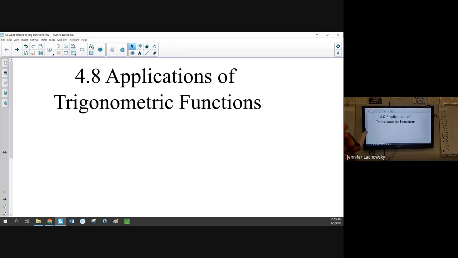So with applications of trig, we're still limited as far as applications that we can do, because the only trigonometry that you know right now is right triangle trigonometry, but we can still do some stuff with it. And we'll build on it later.